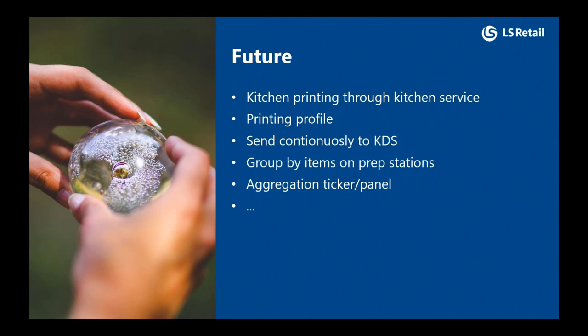And another thing that we're thinking about is adding an aggregation ticker or panel to displays, which will show how many items that are configured in NAV are grouped in that kitchen display station. So as you may have noticed, we had maybe four burgers and they're all having French fries. Maybe we would like to see that we have 10 portions of French fries on all the tickets in the display station. This would help us going to the fryer station and just pick up the 10 French fries.